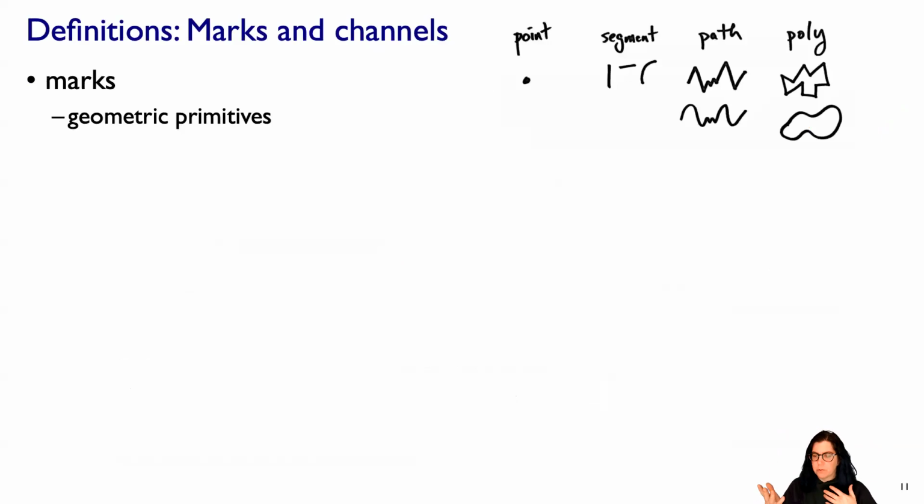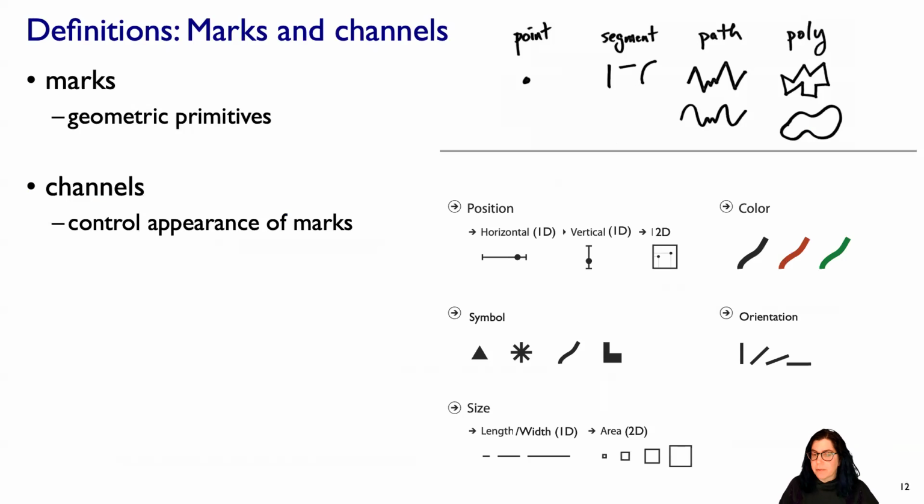So putting these two ideas together, marks are these geometric primitives. We can have points, segments, which is the special case of paths, and then polys, which is where we have a closed path, so we have a boundary and an interior. And then we've got these channels that are controlling the appearance of the marks.